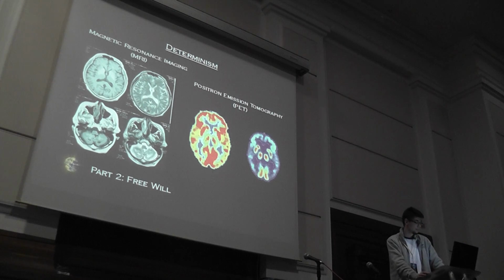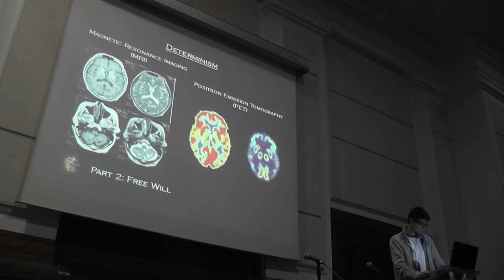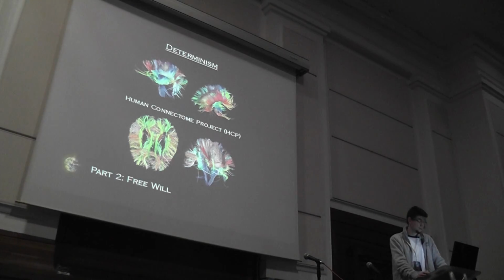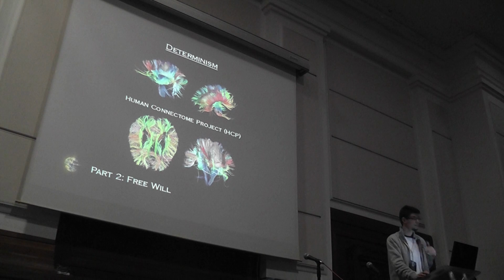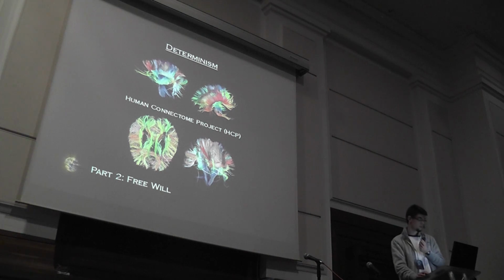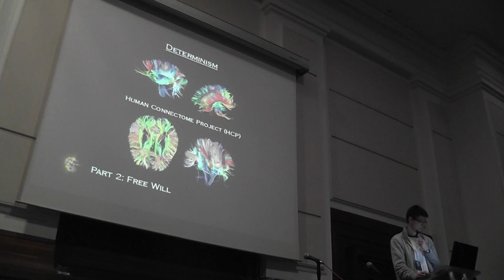Such as MRI and PET scanning, are giving us an increasingly accurate map of the brain. Perhaps one of the most ambitious projects in neuroscience is the Human Connectome Project, which aims to map all the neural connections and synaptic pathways in the brain. If we understood all the connections present in the brain, its structure, and had an intimate knowledge of the causal relationships between these, could we not predict the behavior of individual neurons or even the whole brain?